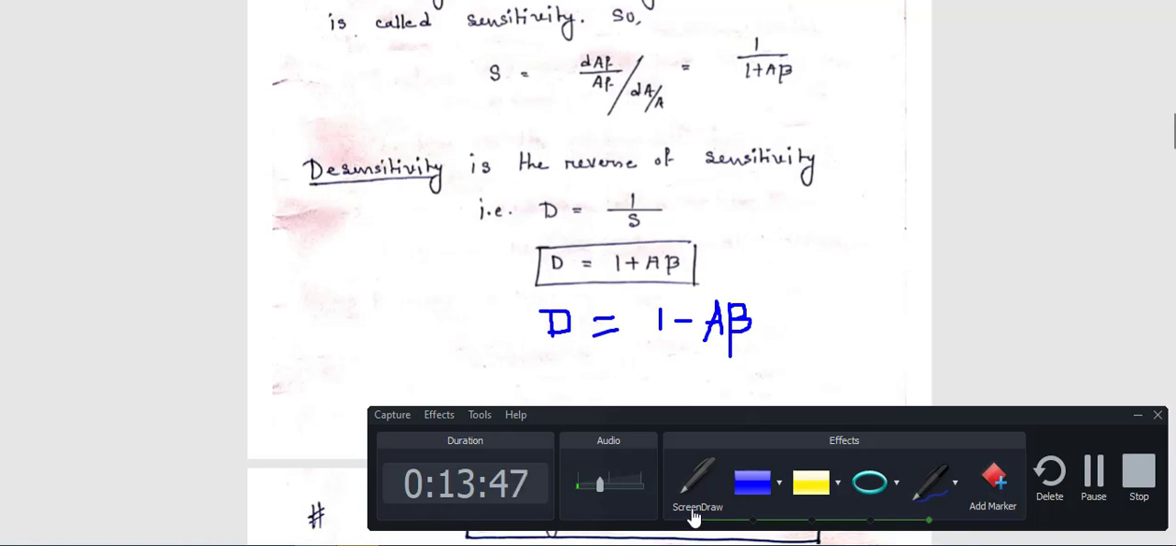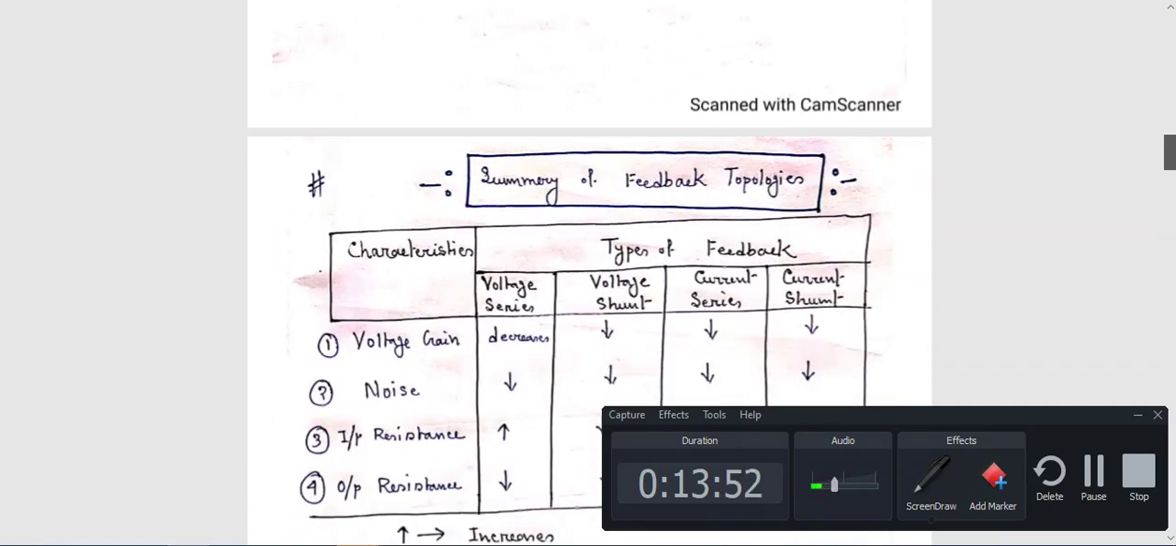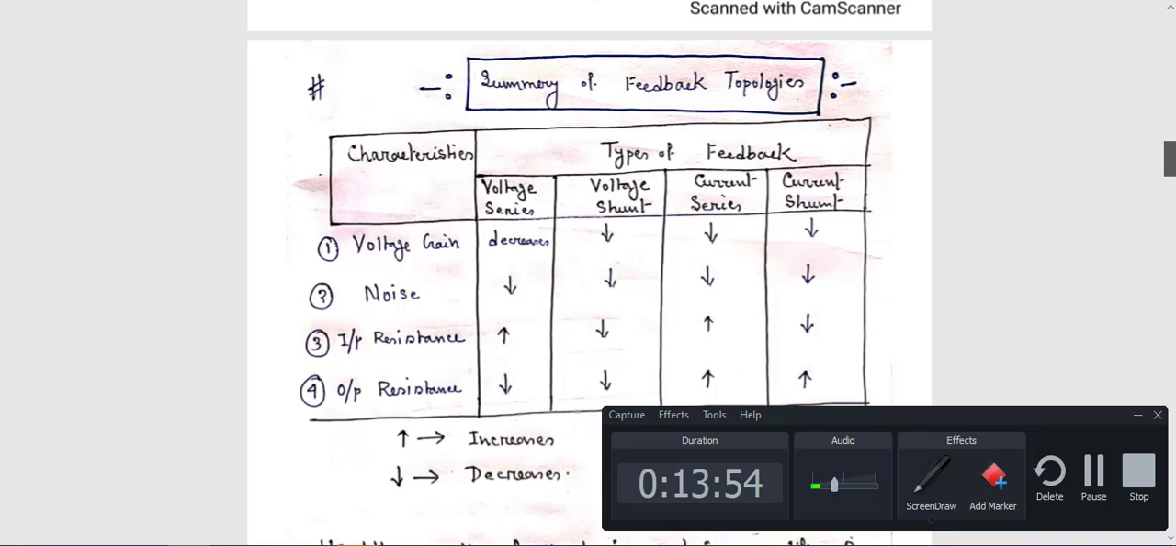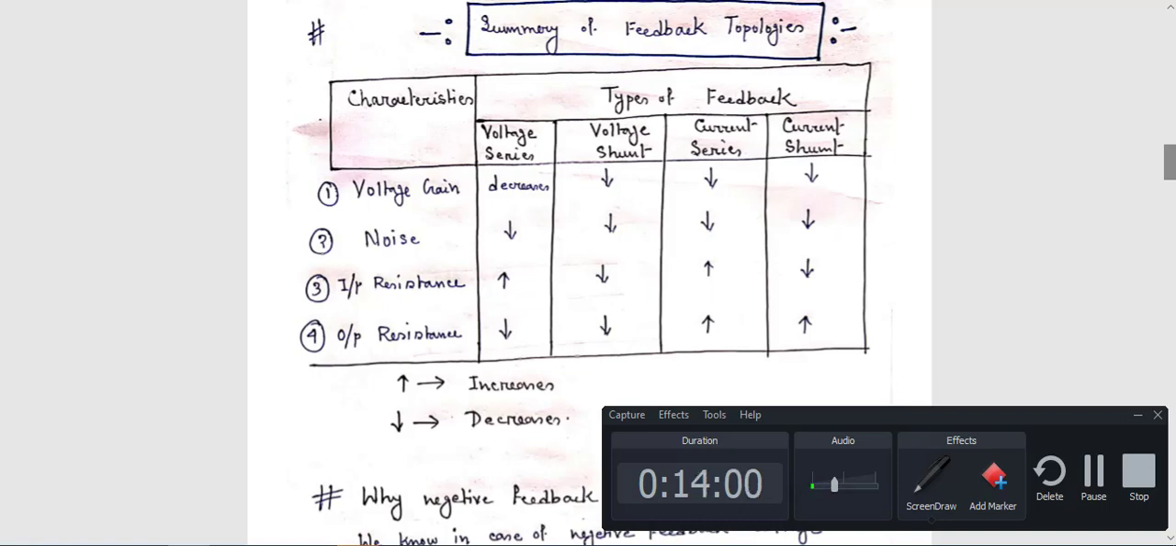Now I will describe some numerical problems related to this feedback amplifier, which are very important for your exam. Okay, but before the numerical questions, I want to say something about this topology table. You should remember this table because it is very important again for short questions. This table is basically the summary of feedback topology. I have already shown you the feedback topologies. There are 4 types of feedback topologies in a feedback amplifier: voltage series, voltage shunt, current series, current shunt.